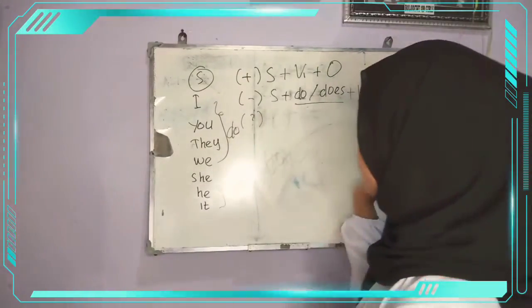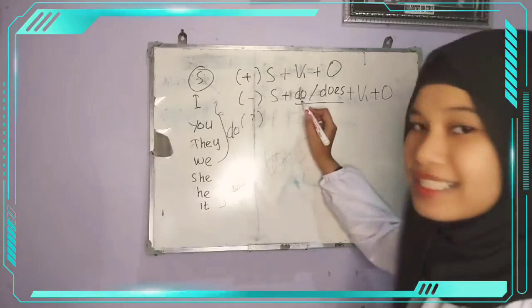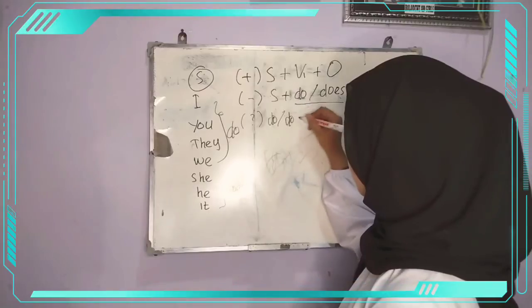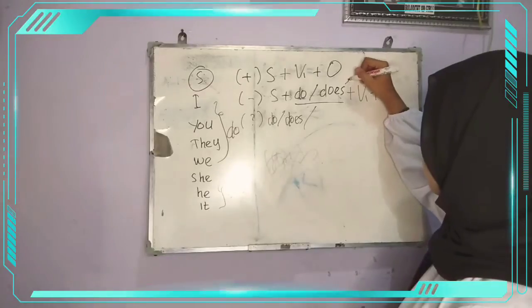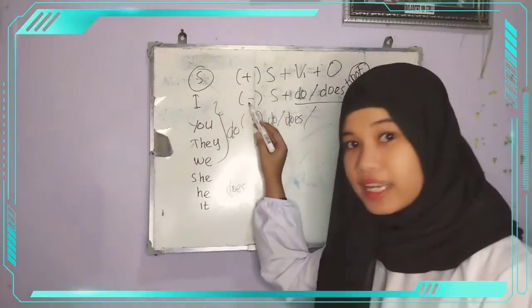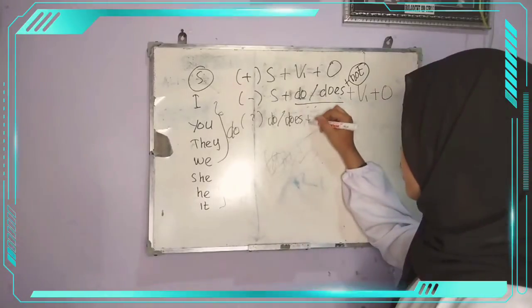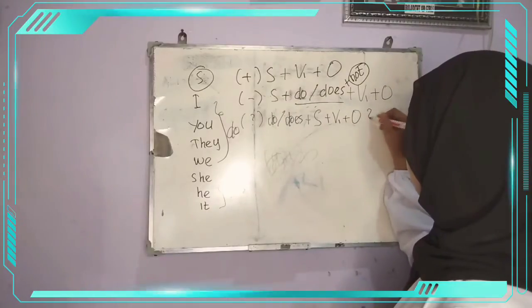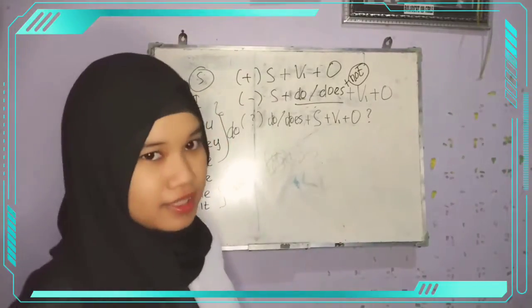For interrogative, what about interrogative? For the first, we should add do or does. And then, oh sorry, it is plus not, we have to add not because this is the negative pattern. I'm so sorry. After do or does, we add the subject, verb 1, and an object. This is the pattern of simple present.